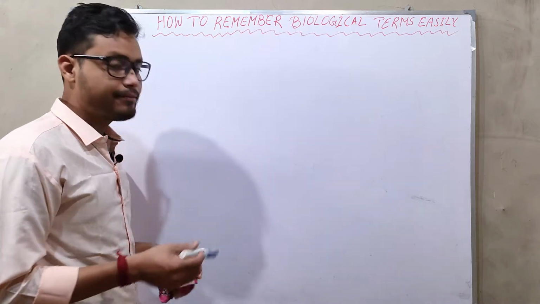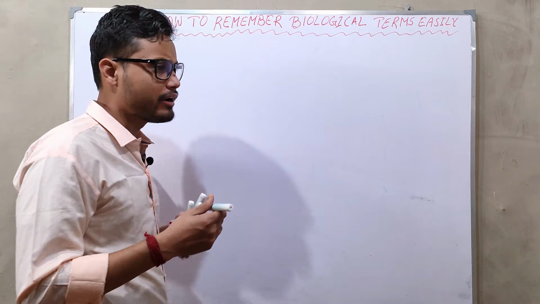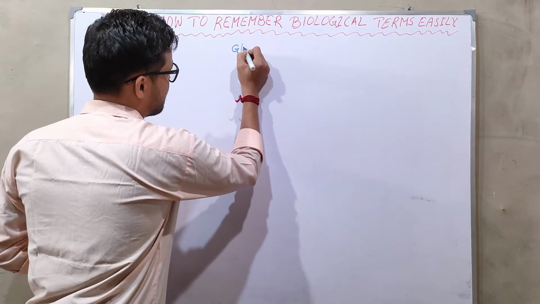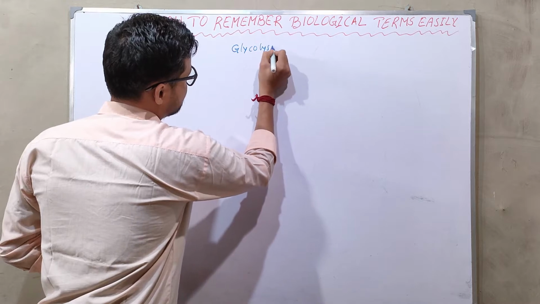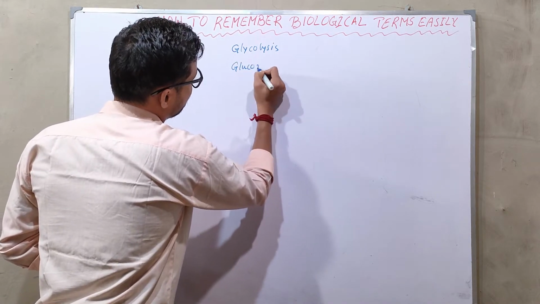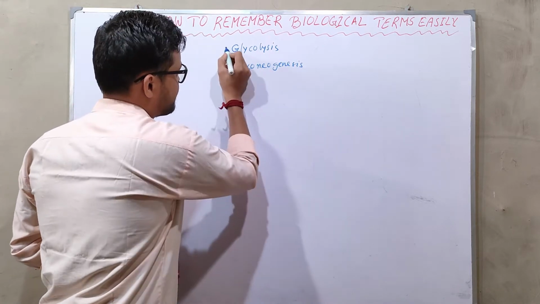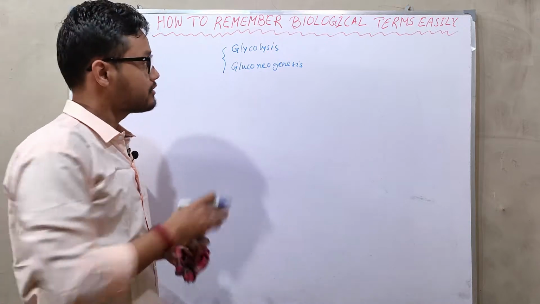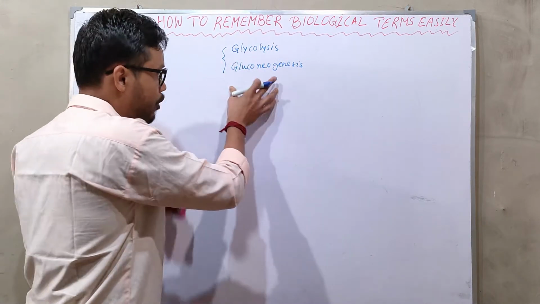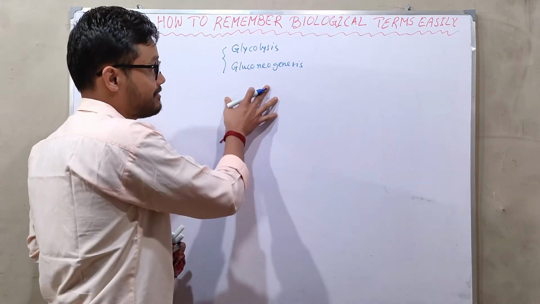Firstly, we have to split the biological terms. Like if we observe a procedure like glycolysis or gluconeogenesis, etc. So in order to learn these processes, we have to split the terms or split the topics. Then we are able to identify the specific topics.